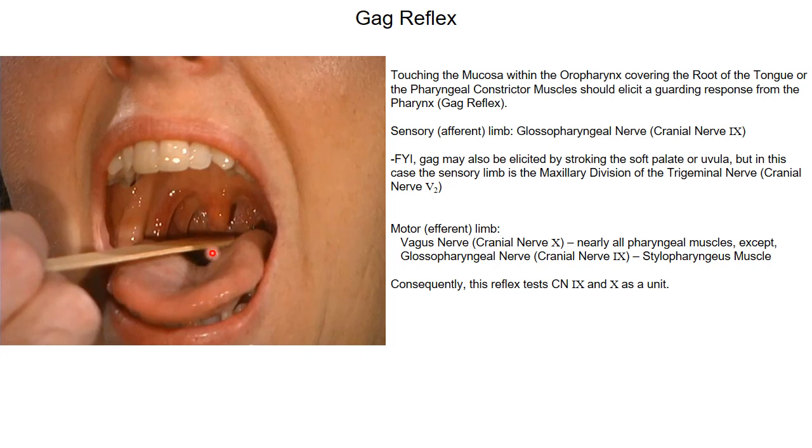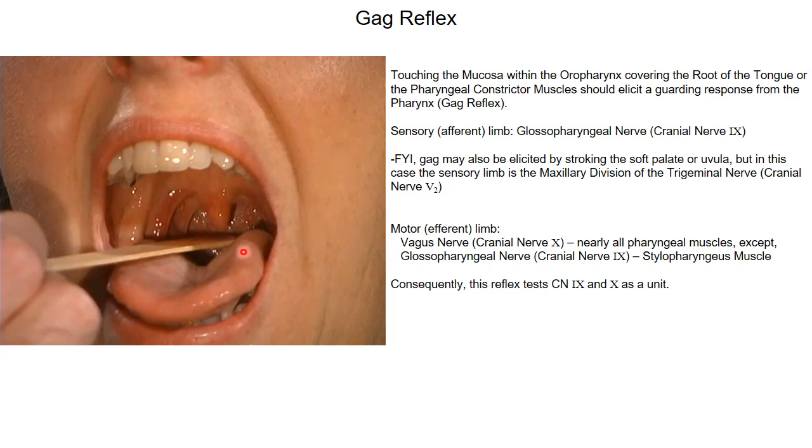If we touch the root of the tongue, the back of the tongue, and induce a gag, again, that's cranial nerve 9. If you were to induce a gag by touching the uvula or soft palate, just know that's actually cranial nerve V2. That's the maxillary division of the trigeminal nerve. That's not 9. So you can induce a gag this way. Just know that you're inducing it using a different afferent limb, a different sensory nerve. Most times we touch the back of the throat or the root of the tongue to induce a gag. The sensory limb is 9.